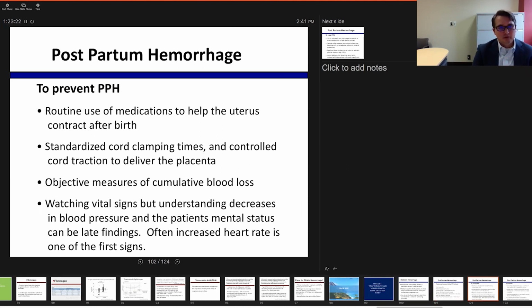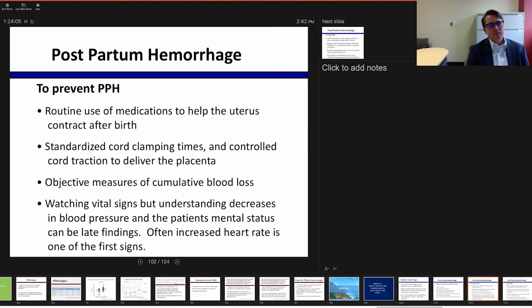To prevent postpartum hemorrhage, there's a variety of medications that can be used to help the uterus contract after birth, specifically the use of oxytocin, at least 10 units intramuscularly, or often if you have crystalloid available and an intravenous line, you can dilute it in a liter of crystalloid, 20 to 40 units, and administer it that way. Standardizing cord clamping times and controlled cord traction to deliver the placenta and prevent the cord from tearing. Keeping an eye on how much blood loss is going on in the most objective manner that's available.